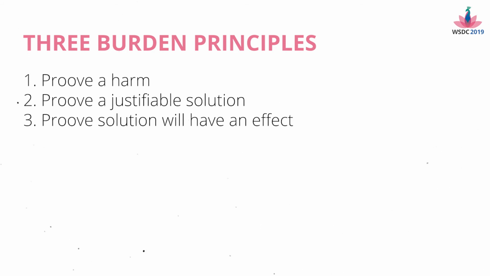Firstly, prove a harm. Secondly, prove a justifiable or legitimate solution. And then lastly, prove your solution is going to have an effect. Please note that proving your solution is going to have an effect is pretty much the same as the explicit burden, but let's get straight to it. Proving a harm: when you are proving a harm, you are basically proving a problem. This is that which warrants our policy being implemented.